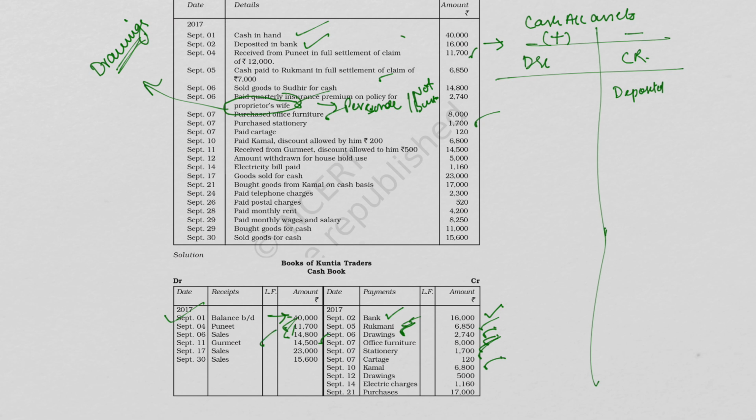So who is Gurmeet? Gurmeet is basically our debtor. So whenever a debtor decreases, it's an asset decreasing. So to Gurmeet, we'll credit, and cash we are receiving, so the asset is increasing, so we'll debit it. Then we have paid postal charges, similar only, monthly rent, all these are expenses. So this will be recorded on the credit side.